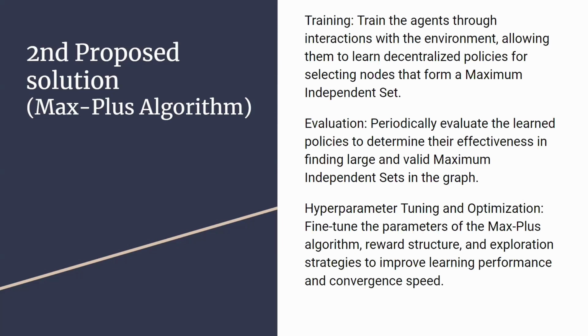Now, training. Train the agents through interactions with the environment, allowing them to learn decentralized policies for selecting nodes that form a maximum independent set. Evaluation. Periodically evaluate the learned policies to determine the effectiveness in finding large and valid maximum independent sets in the graph. Hyper parameter tuning and optimization. Fine tune the parameters of the max plus algorithm, reward structure, and exploration strategies to improve learning performance and convergence speed.